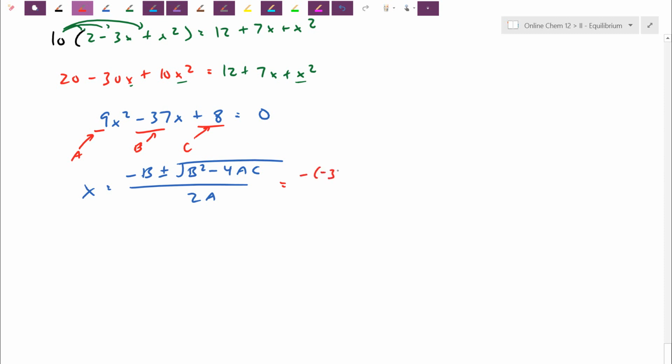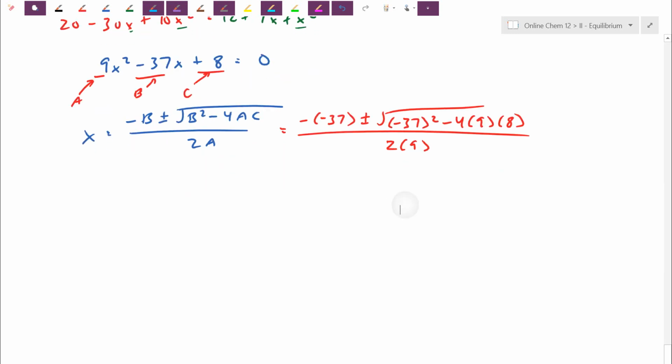We want to do a minus of a negative 37 plus minus the negative 37 all squared minus 4 times 9 times 8. 4 times a times c. All over 2 times a. Let's clean this up a little bit here. Negative and negative just becomes positive.